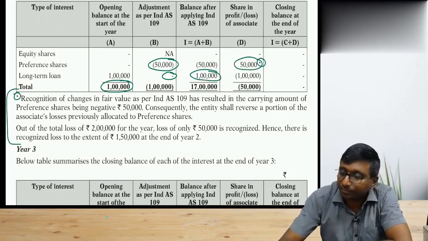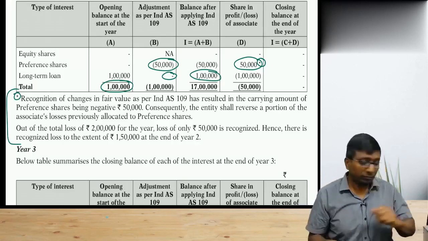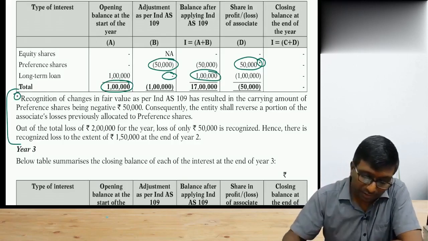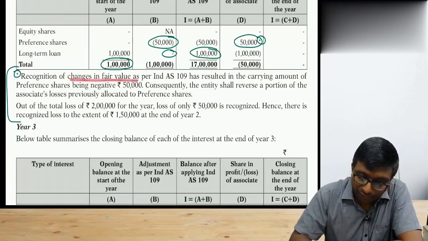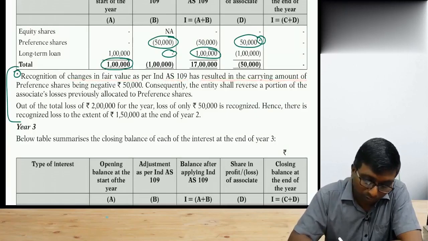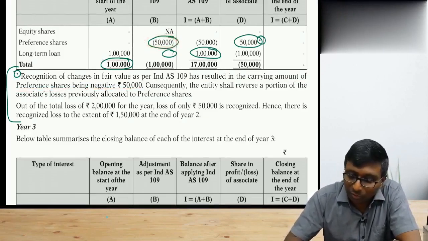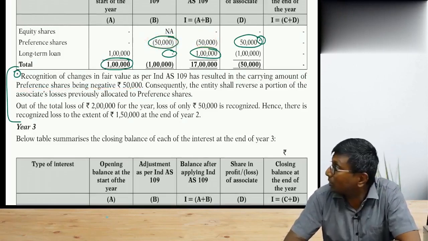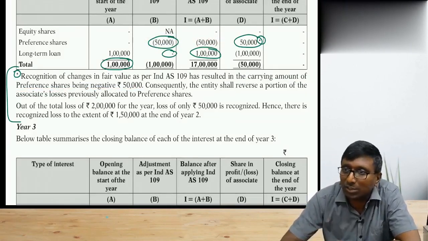what you are understanding. Guys, read the sentences. Have you understood something or nothing? Recognition of changes in the fair value as per Ind AS 109 has resulted in the carrying amount of the preference shares being negative 50,000 rupees. Correct. Because I have applied the 50,000 rupees, that's why my number has become how much? 50,000 rupees only. Negative 50,000 rupees it has become.